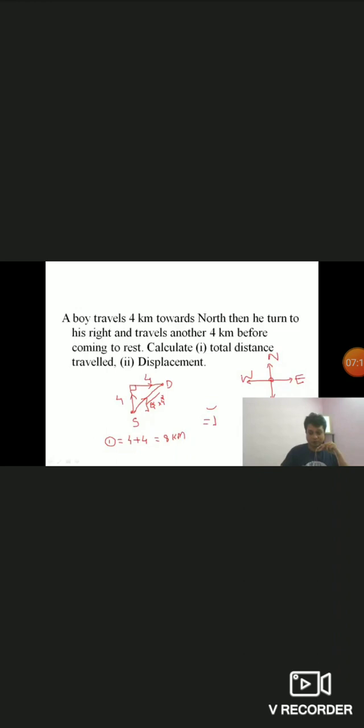So root of 4 square plus 4 square is equal to root 16 plus 16. We will be getting root 32. Right. Root 32 can be written as 4 root 2.